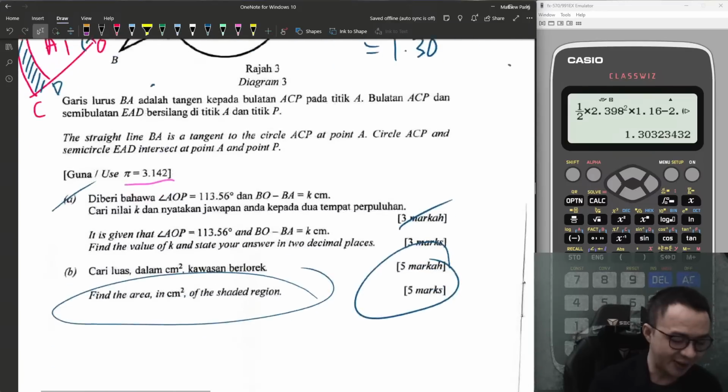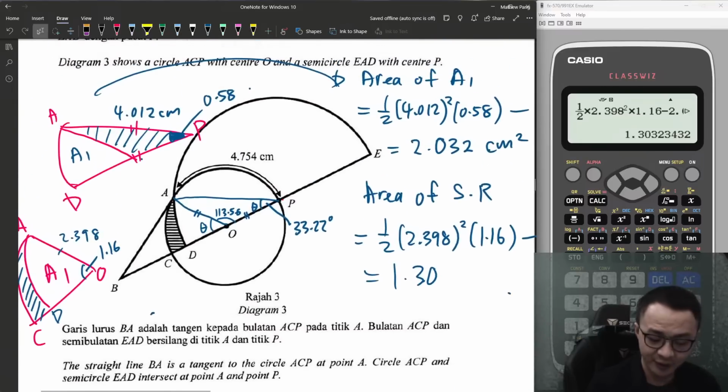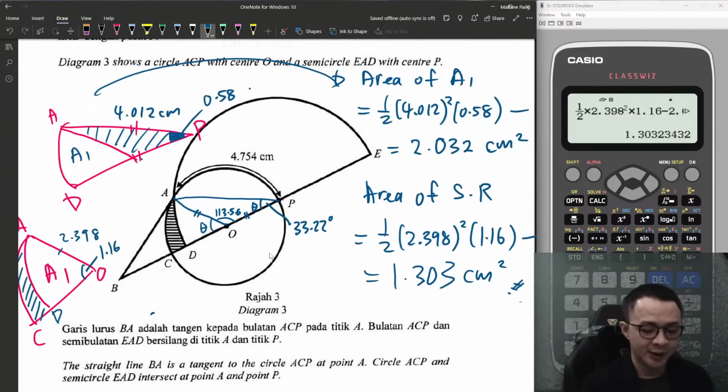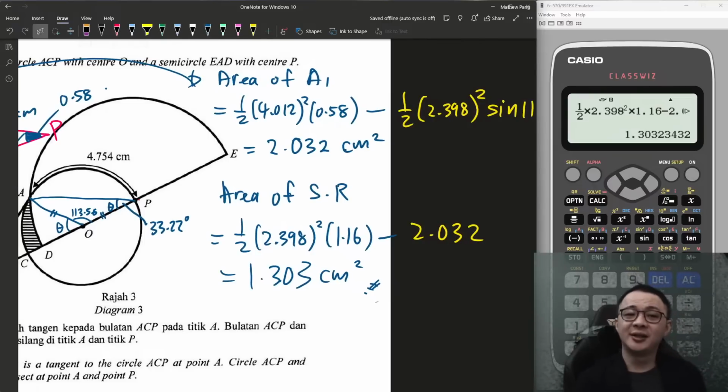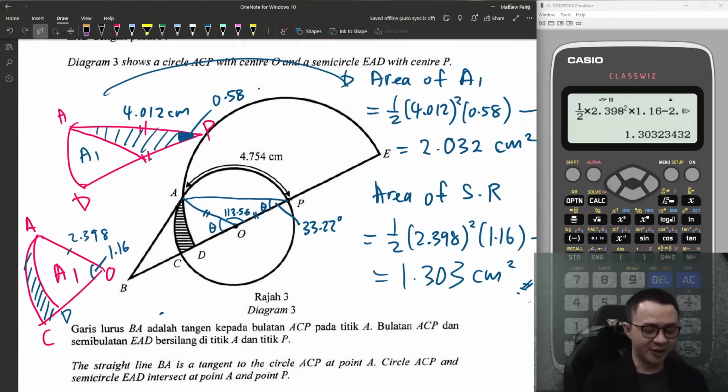Does the question say how many decimal places? Not for this question, so yeah, add one more, 1.343 centimeters square. Okay, so this is how we get the 5 marks, a lot of work needed from this diagram. You need to analyze and cut it part by part, and you want to know which parts you actually need. Yeah, and then you minus it.